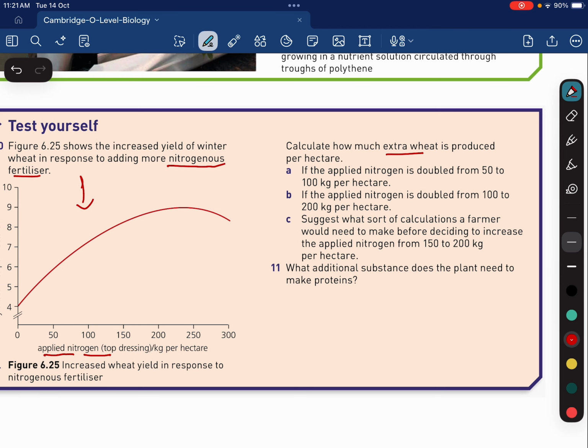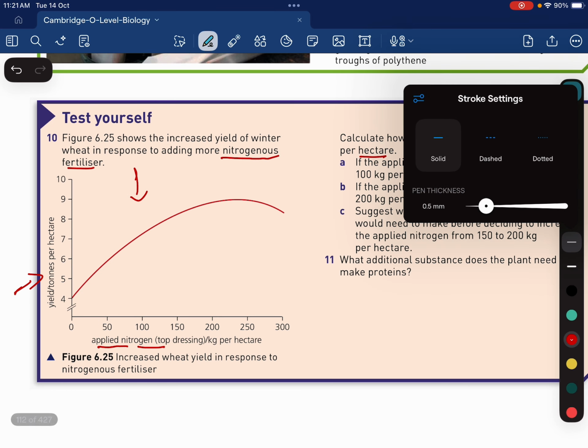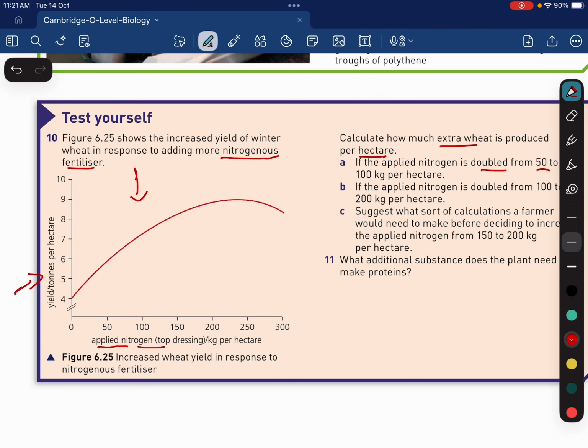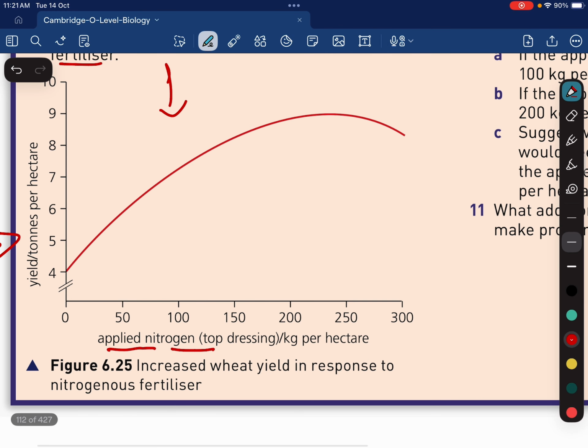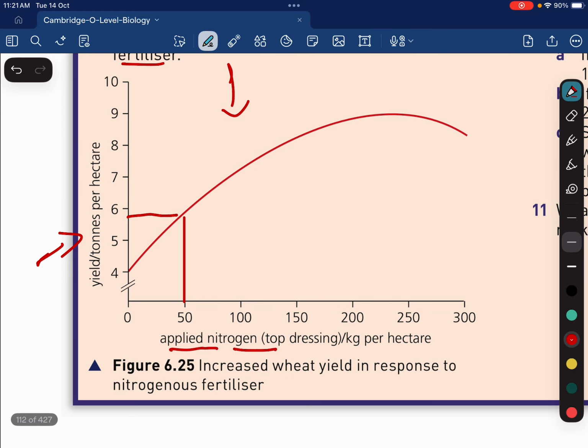Calculate how much extra wheat is produced per hectare if the applied nitrogen is doubled from 50 to 100. So firstly, we could look at here. At 50, let me just show it over here. At 50, if we were to draw, you could say maybe 5.8 ish, right? So at 50 kg per hectare, we had 5.8.